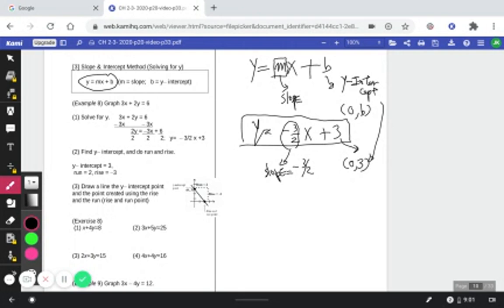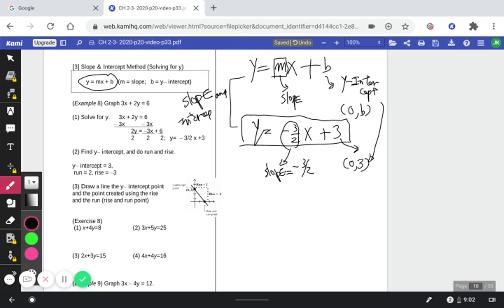So when you have y equal mx plus b, or for example, y equal negative 3 over 2x plus 3, we call this slope and intercept form. Or format. Slope and intercept format.